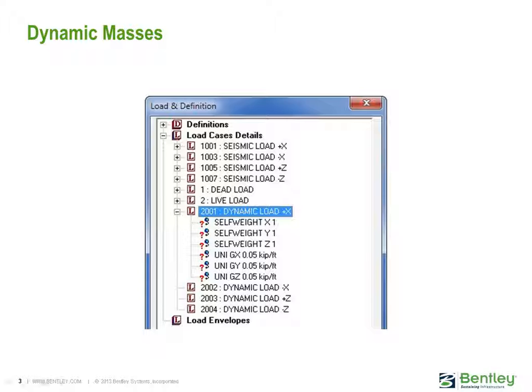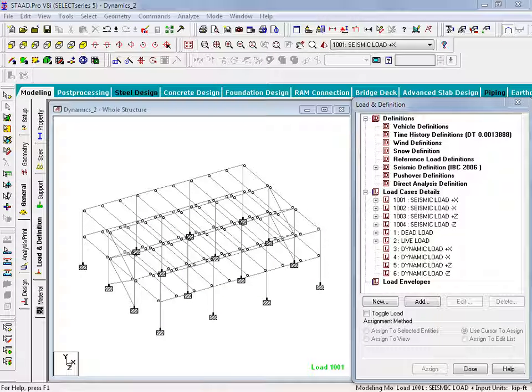When more than one spectrum command is used in a model, the mass is derived from the weight definition within the first spectrum load case only. So within our first dynamic load case, we will define our dynamic masses that will be used in the remainder of the dynamic load cases. For this sample model, we will be defining the dynamic mass in terms of self-weight and uniform member loads, and they will be acting in the global X, Y, and Z axis directions.